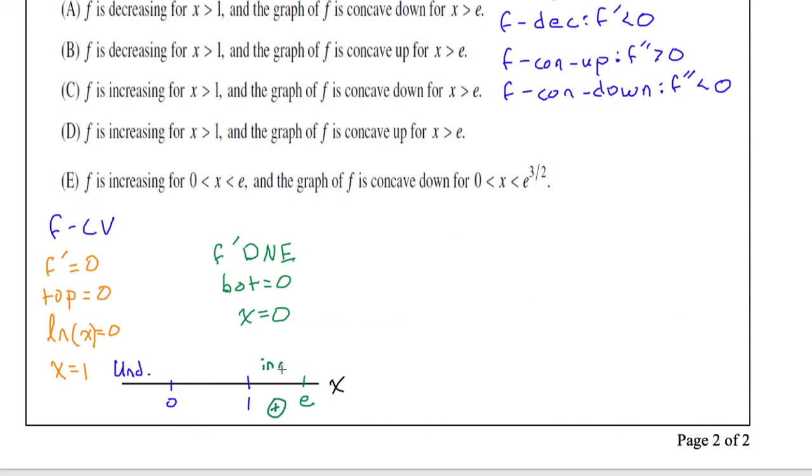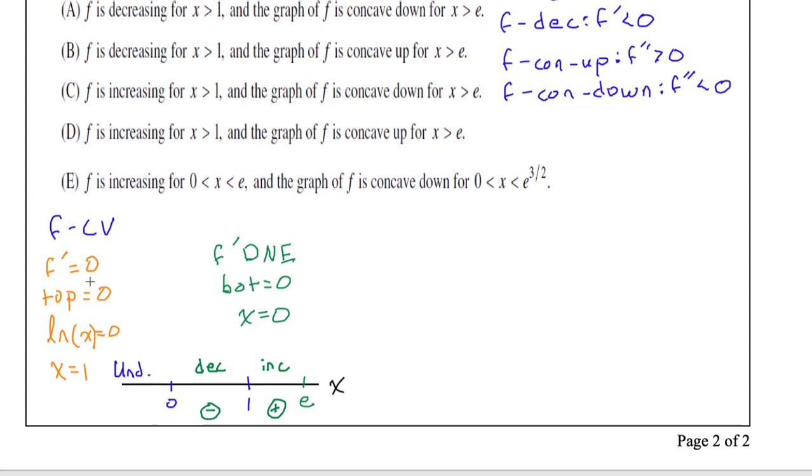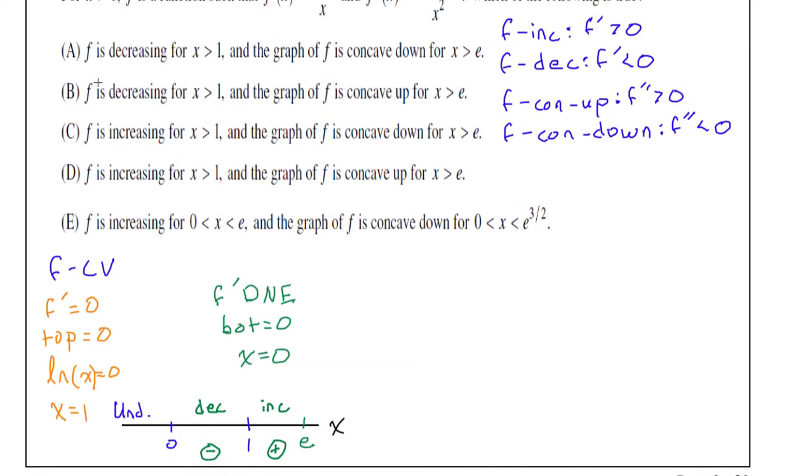I'm going to say f increasing, and it's going to switch over here, so it's going to be negative, which means I'm going to have decreasing, because if you don't see a power, just assume that it's to the power of 1. Let's see, which of these can we eliminate? Decreasing for x greater than 1? No, it's increasing. F is increasing between 0 and e? No, it's not. It's only increasing when it's bigger than 1. So it's between C and D now.